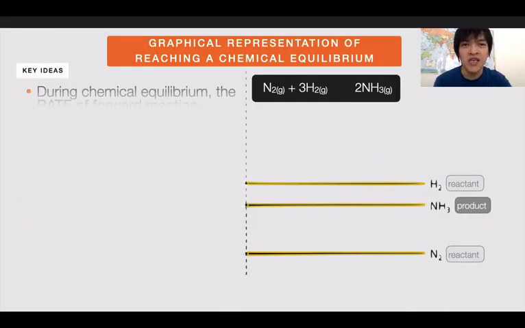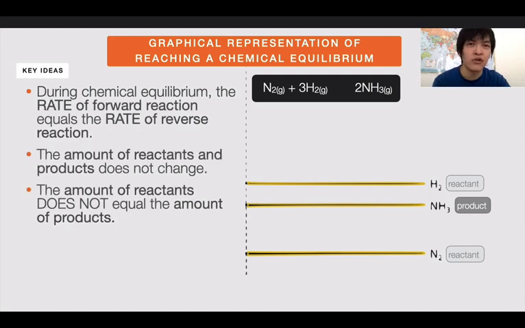Here are some key ideas that you should know for chemical equilibriums. During a chemical equilibrium, the rate of the forward reaction equals the rate of the reverse reaction. This leads to the second point. If the rates are the same, then that means the amount of the reactants and the amount of the products does not change. However, the amount of the reactants does not equal the amount of the products though.